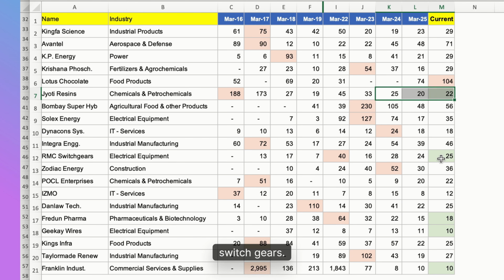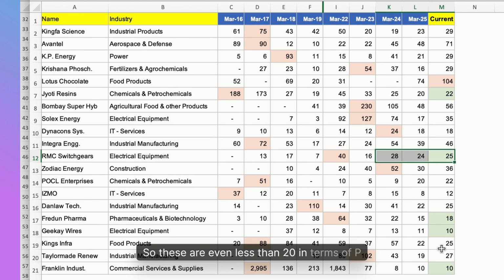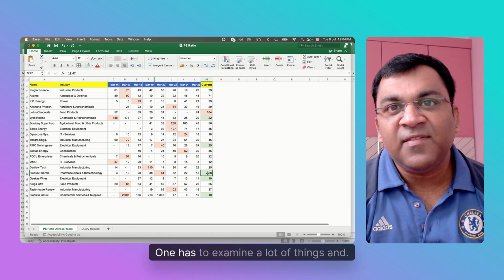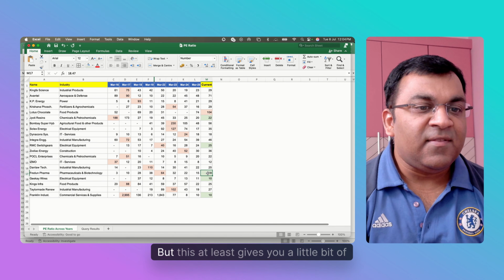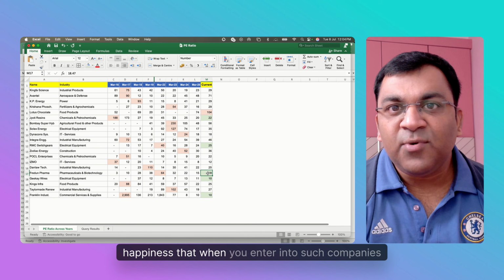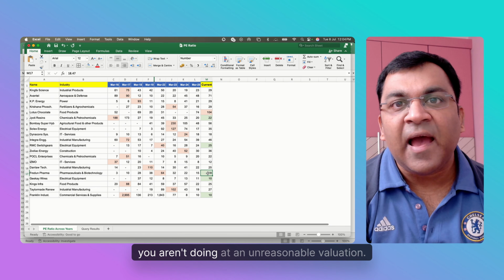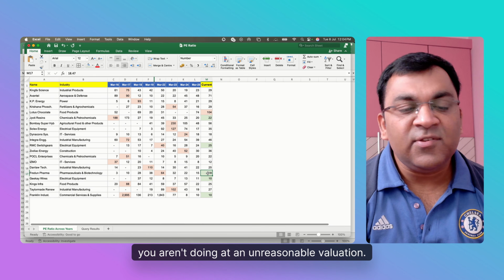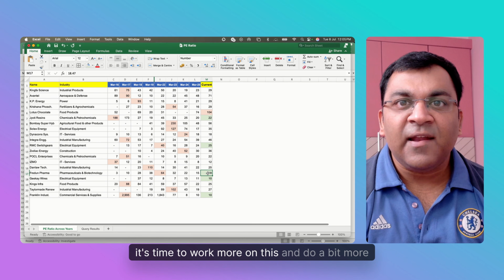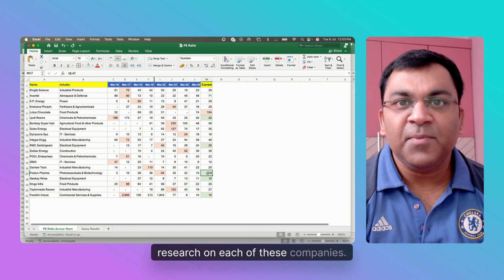Similarly, RMC switchgears, it's at a reasonable level. Fredun Pharma, Geeky Wires, and Franklin. So these are even less than 20 in terms of P ratio. As I said, this is not enough. One has to examine a lot of things, but this at least gives you a little bit of happiness that when you enter into such companies, you aren't doing it at an unreasonable valuation. So yeah, it's time to work more on this and do a bit more research on each of these companies.